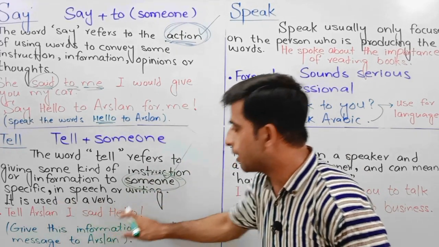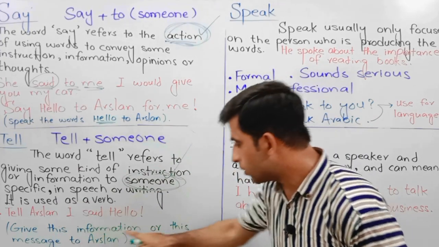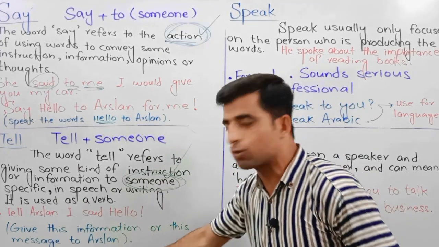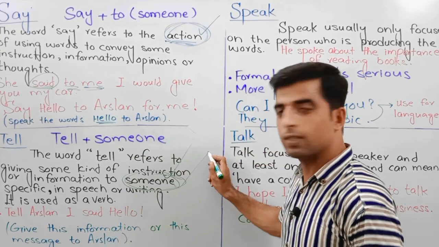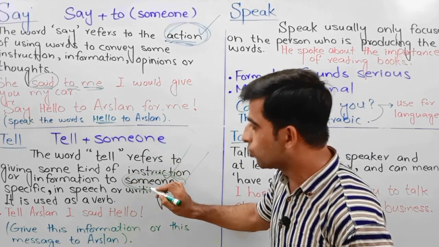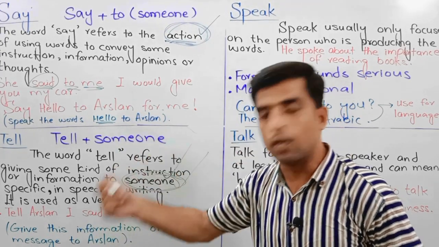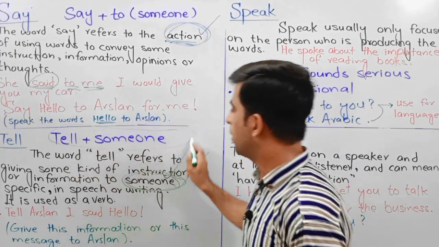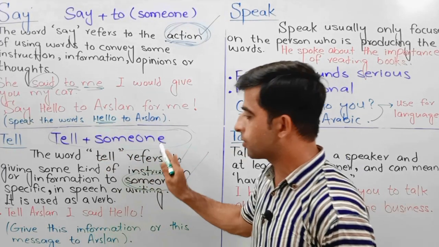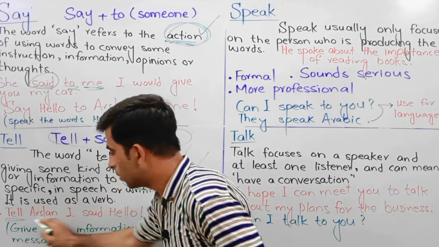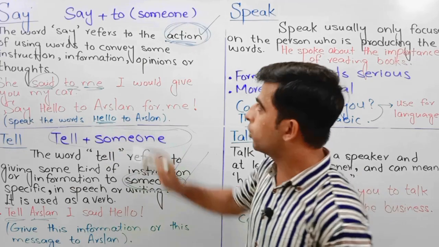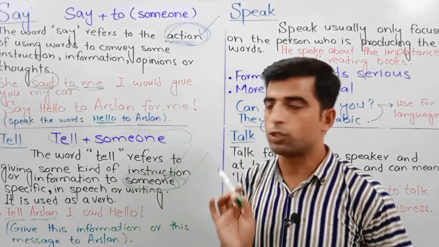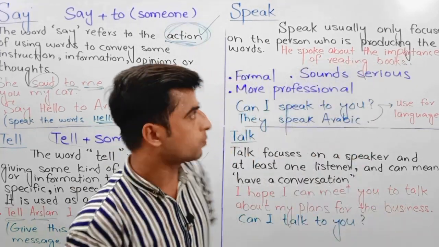Tell Arsalan I said hello. Give this information or this message to Arsalan, to someone. Tell is used to give information to others, to someone. And what is the concept of remembering tell? Tell plus someone. There is no need to put a preposition.